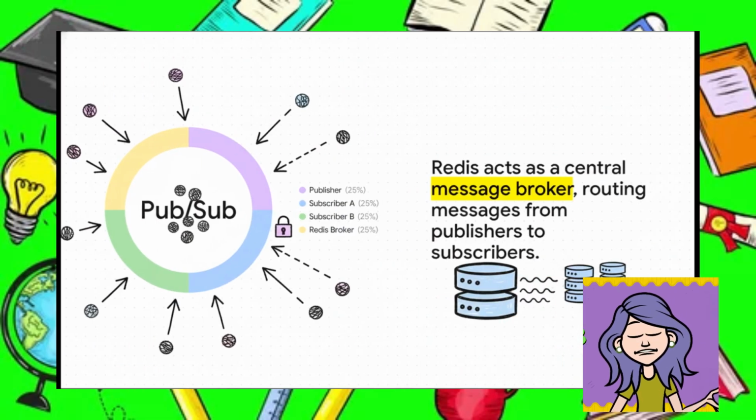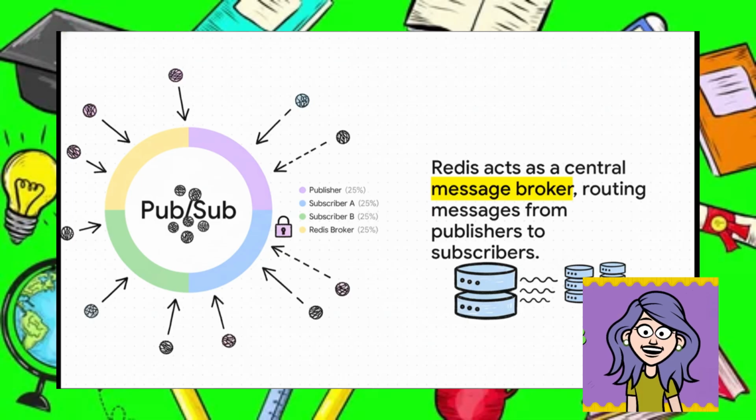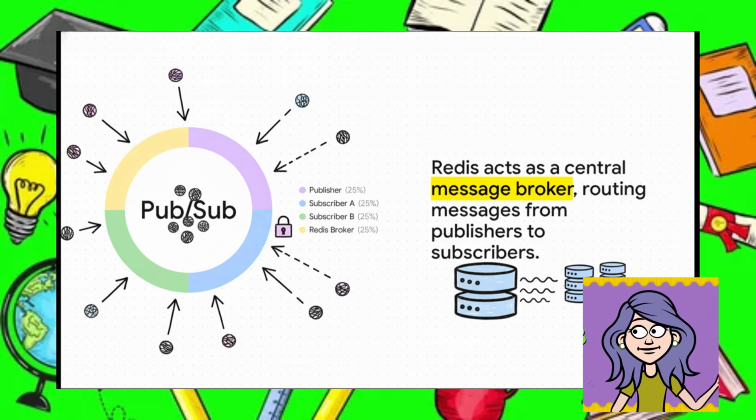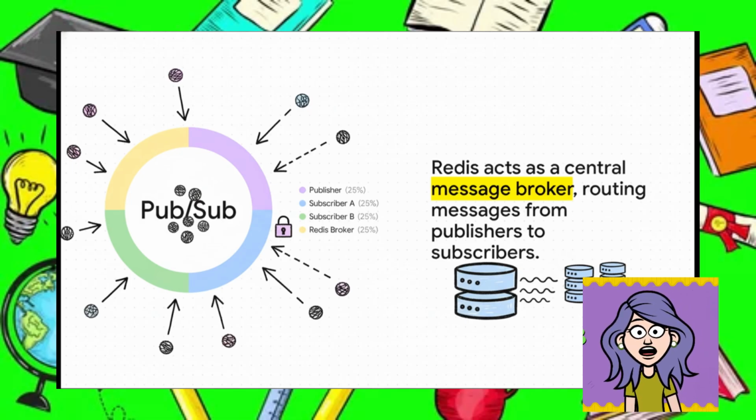The solution is to use Redis as a central message broker. Your servers can subscribe to named channels. So in our chat app, server 5 would subscribe to a channel called user B messages. When server 1 wants to send a message to user B, it just publishes that message to the channel. Redis then immediately routes the message to any server that's subscribed, in this case, server 5. The servers themselves never have to know about each other's existence.